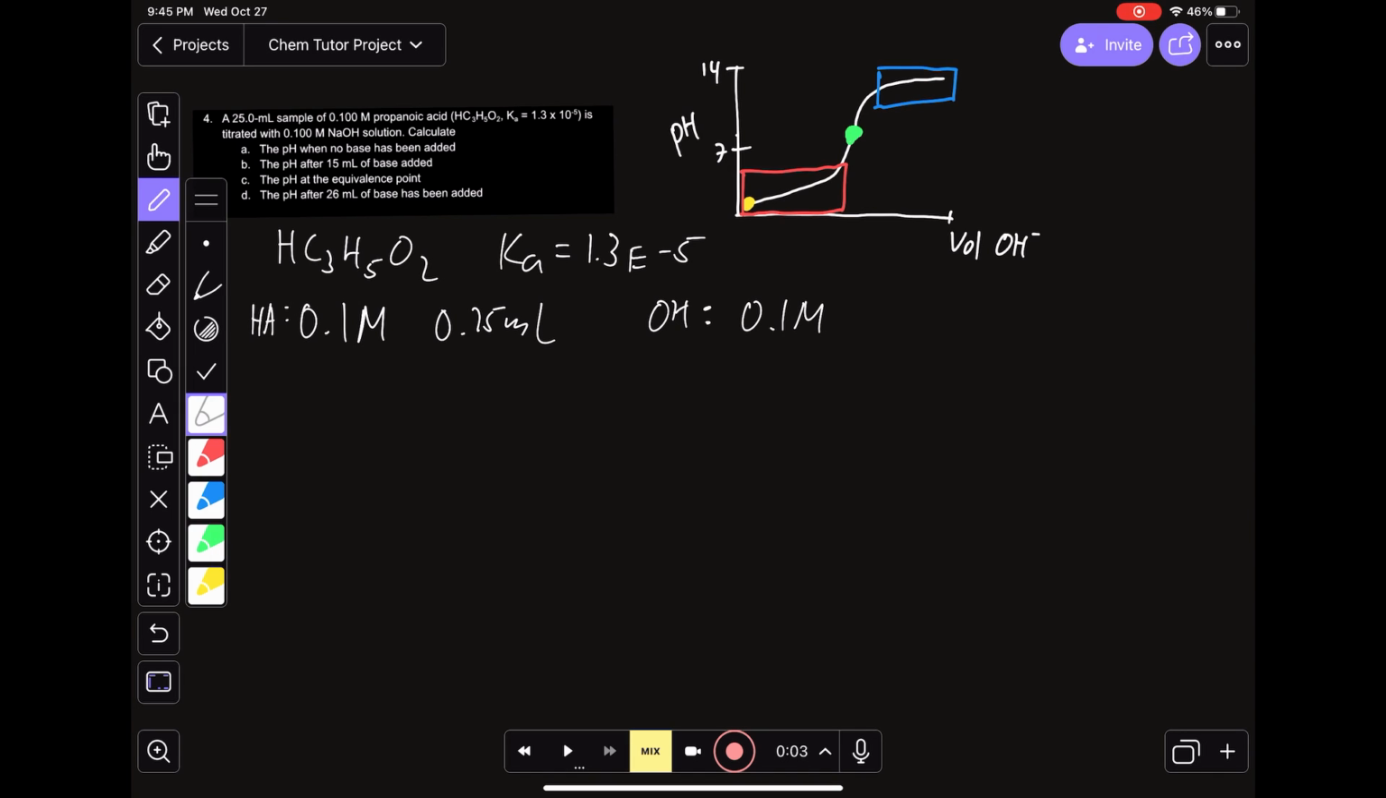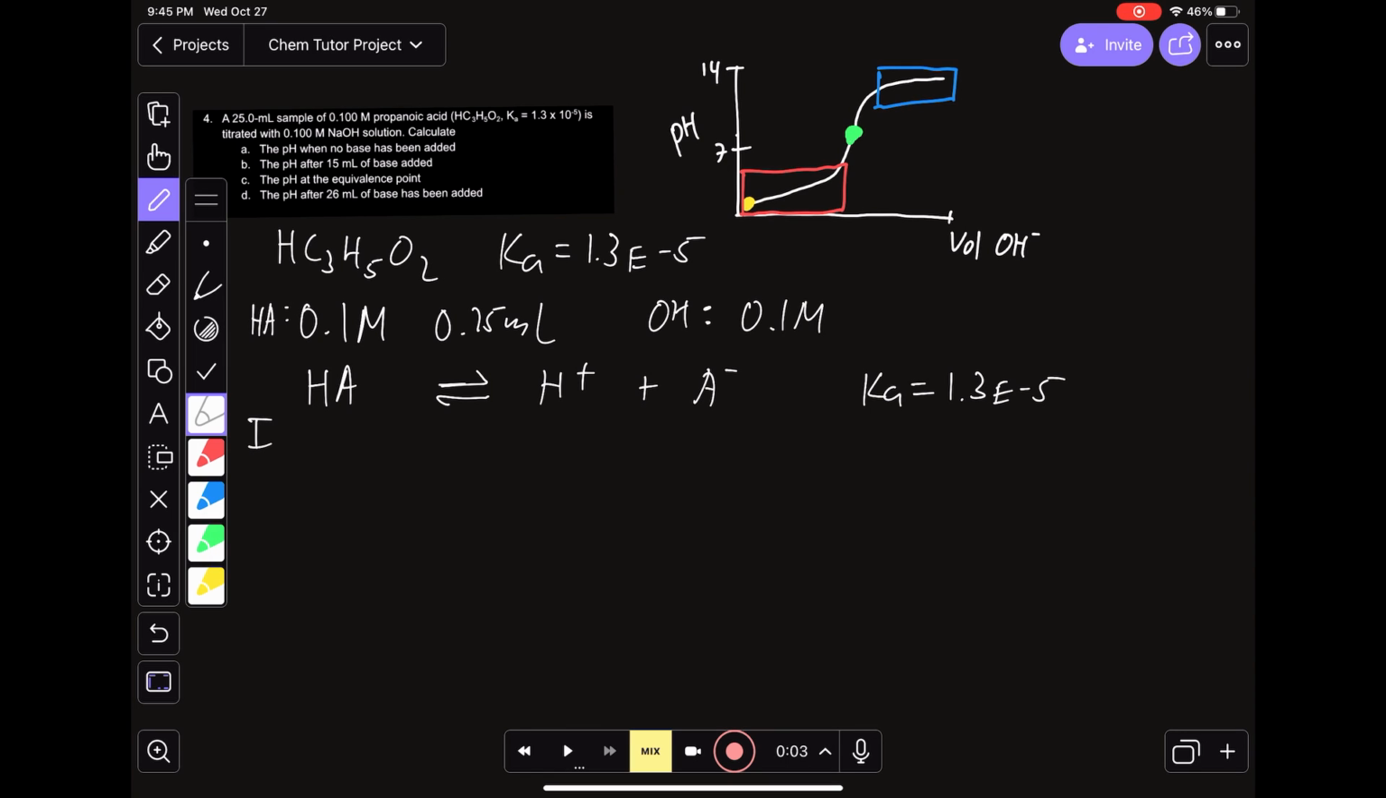So first, let's start off by writing the reaction for the acid before we add any base. So we have HA, which is our propanoic acid. I'm just using a shorthand so I don't have to write it out each time. And this will dissociate in water into H+ ions and some of its conjugate. All of this occurring with a Ka of 1.3 times 10 to the negative fifth.